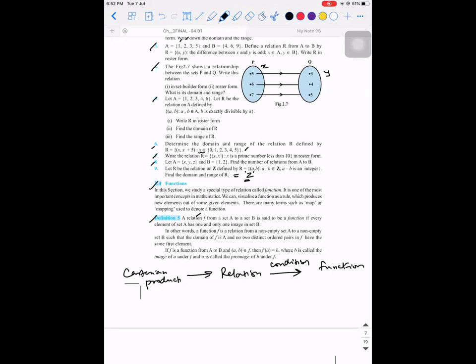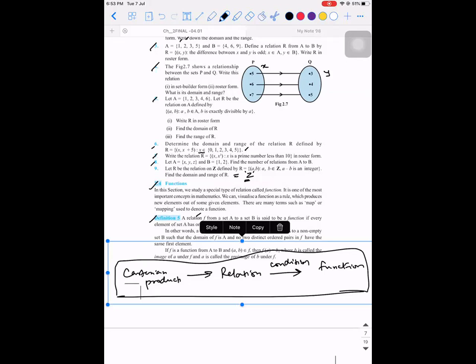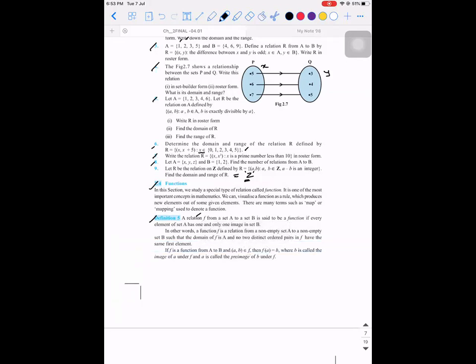That is what the definition says. A relation f from set A to set B is said to be a function if every element of set A has one and only one image in set B. Let me explain what it is. If you try to draw a flow chart, this is how it looks. This is the order throughout.